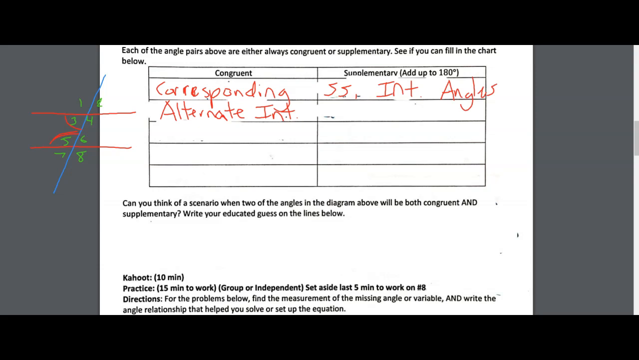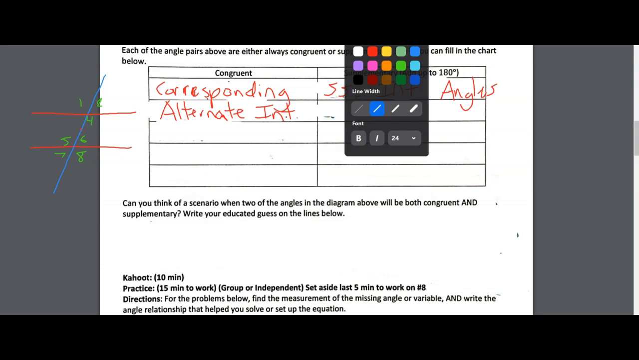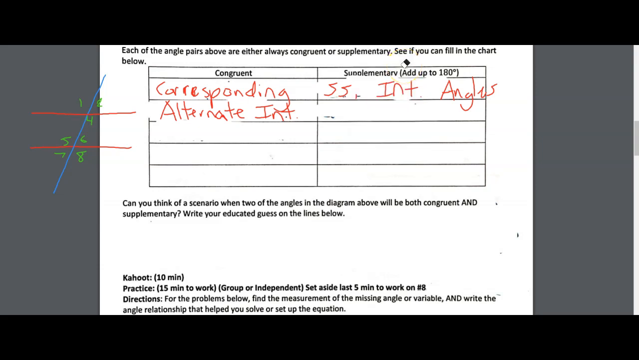All right, then we have alternate exterior. That would be like angle 1 and angle 8. As you can see from the diagram, those look like they are congruent. They are going to be congruent every time. So alternate exterior.